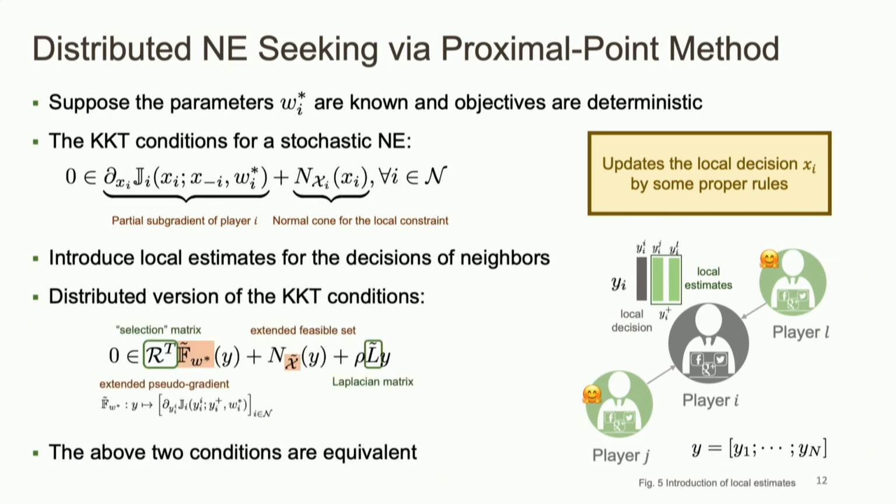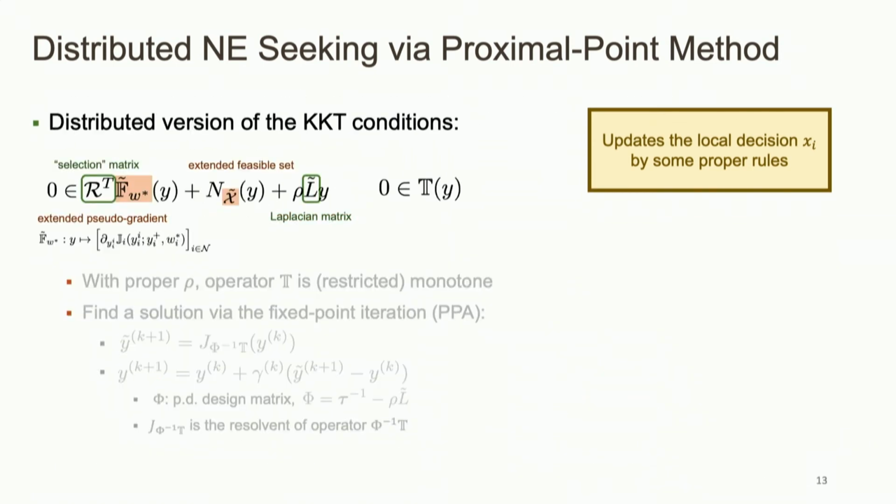After introducing the local estimates, we then reformulate the former KKT conditions for the stochastic Nash equilibrium into the following form. So we introduce a selection matrix and the extended pseudo gradient to take the local estimation into account. And to enforce the correct estimation of others' decisions, an additional matrix, the Laplacian matrix tilde L here, is introduced. And it can be proved that the solution sets for the above two zero inclusions coincide in some sense. And with the distributed version of KKT conditions in hand, we will then try to solve the zero finding problem through some fixed point iteration.